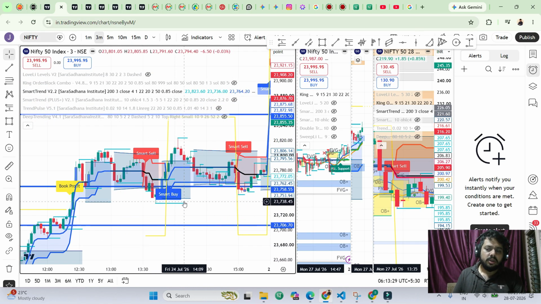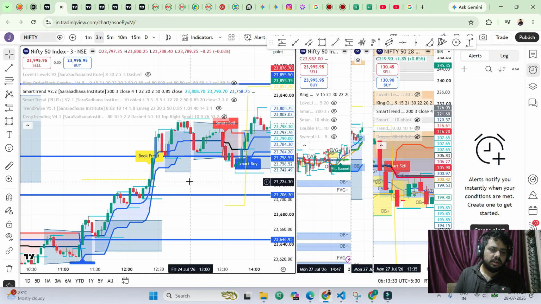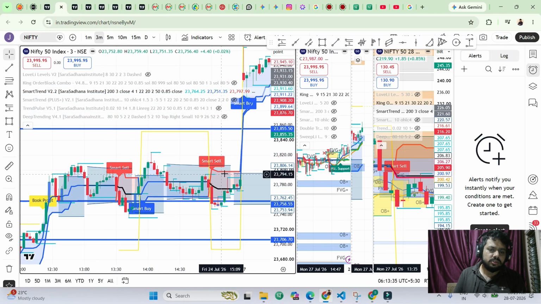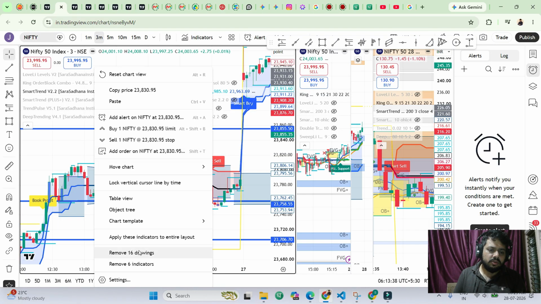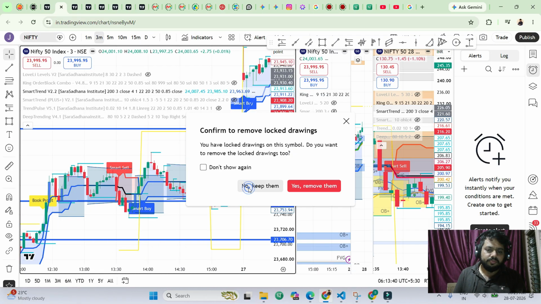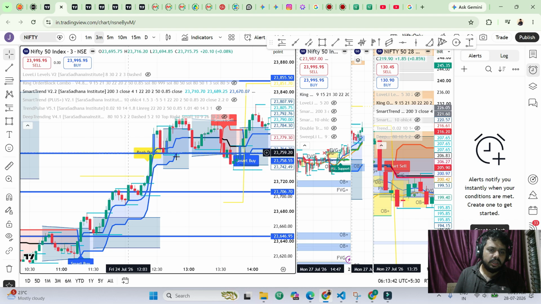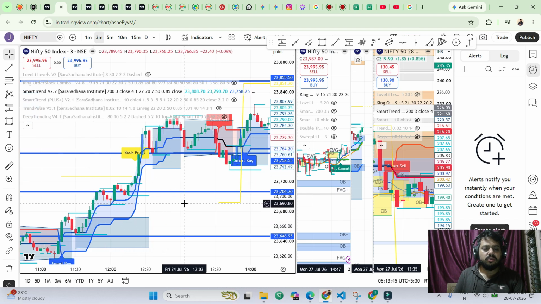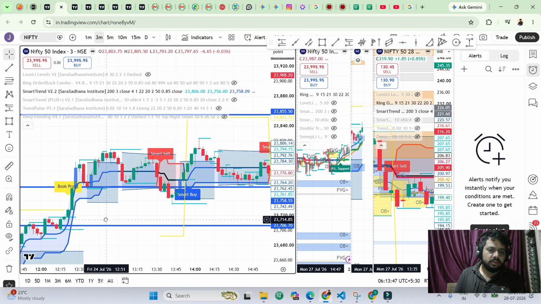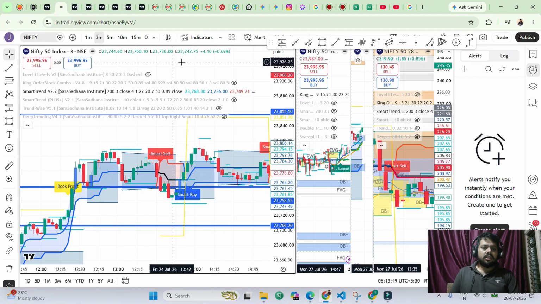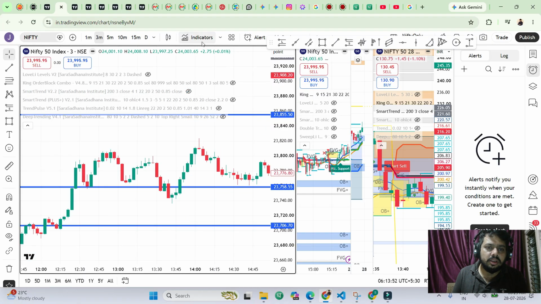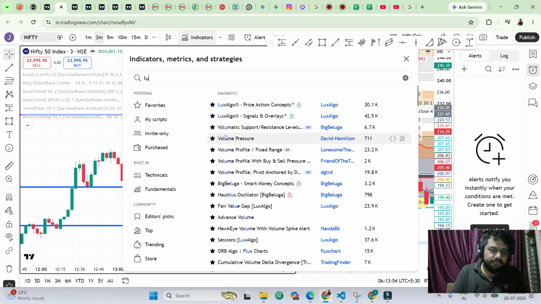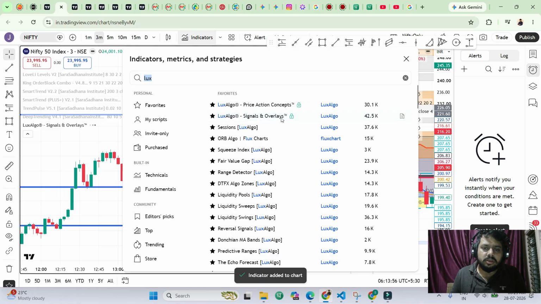You can think it is too noisy, but this much indication is required, because of that you can trade safely. Okay, any candle, see, I can show you this one. Okay, Lux Algo signals and overlays.